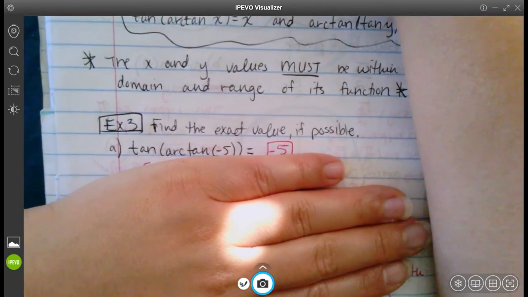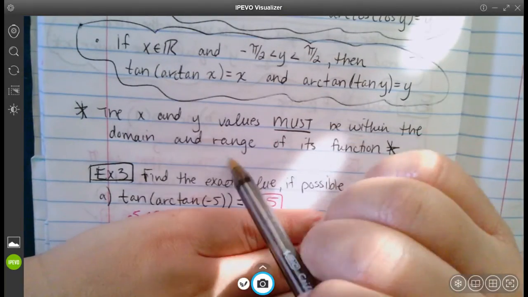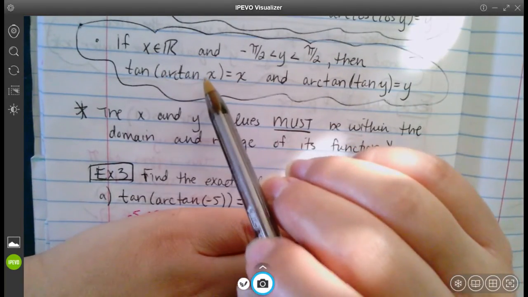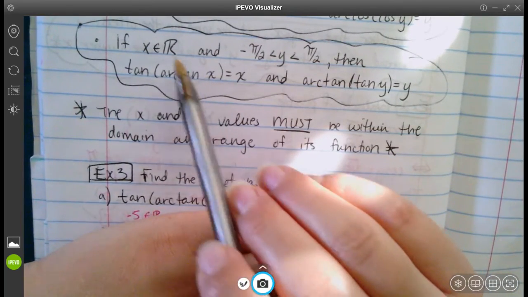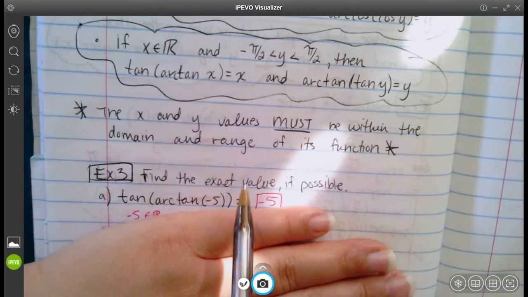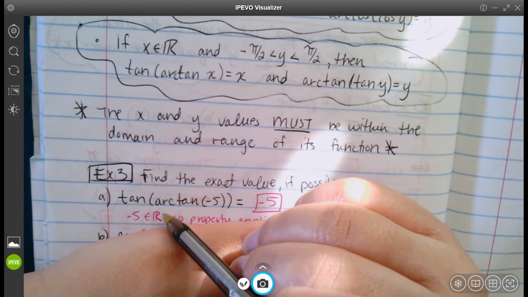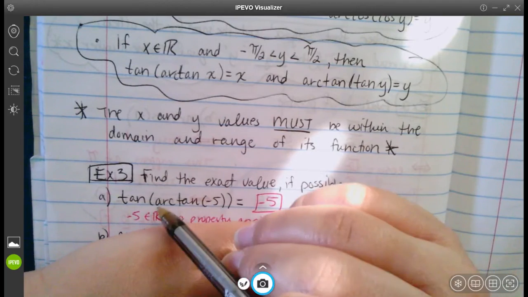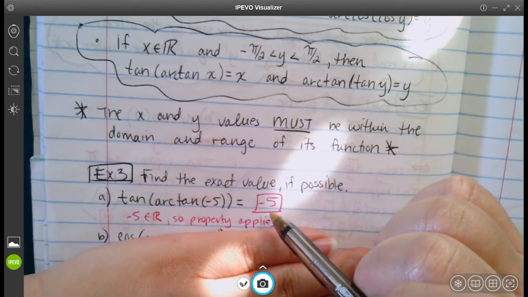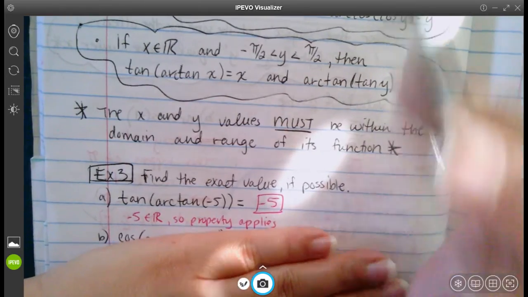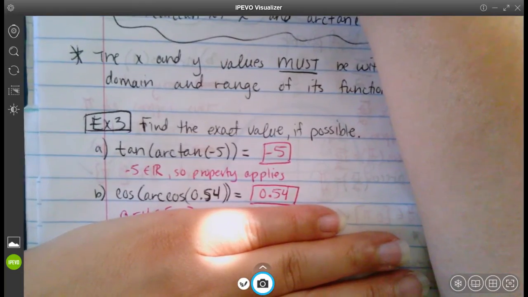So the first thing you want to do is look at arctangent and say, what is the x of this? So my x, my domain, is going to be all real numbers. Since -5 is part of my all real numbers, this is possible. So basically, my answer is the same as whatever it is here, -5. Done. Okay, next one. Cosine of arc cosine of 0.54.